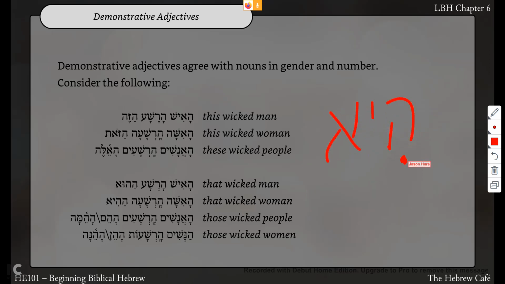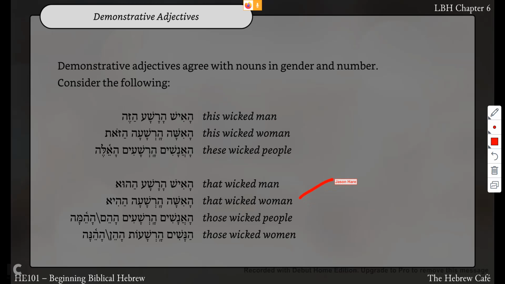Notice that in the Torah, in the Pentateuch, it's most of the time written with vav, but it's still read as hi. It's as if this were yod. In the Pentateuch only, not in the rest of the Bible. Okay. So let's go through these one by one. We'll do the first one. Ha-ish, ha-rasha, ha-hu. That wicked man. Okay, Gio, if you'd tackle the second one.